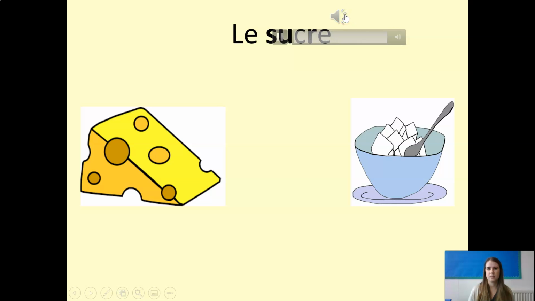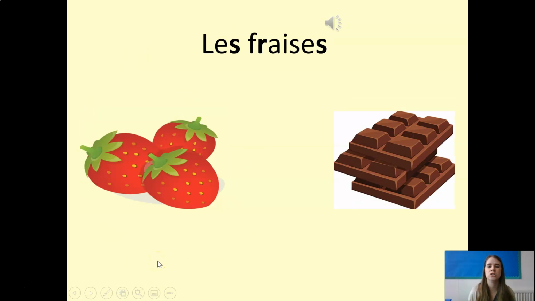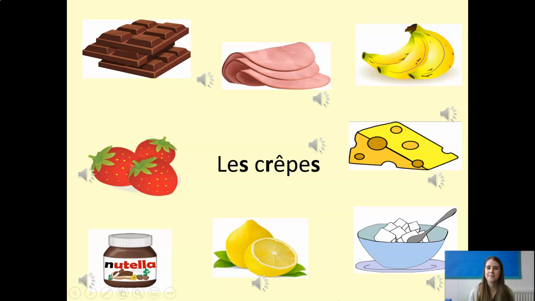What about this one here? Le sucre. So it's got a sound in it. Is that going to be our sugar or is that going to be our cheese? Good, it's going to be our sugar. We know what this one is. This is le fromage. What about this one? Les fraises. Is that going to be our strawberries or our chocolate? Yeah, it's going to be our strawberries. I think we know what this one is. It's le chocolat. It's chocolate.